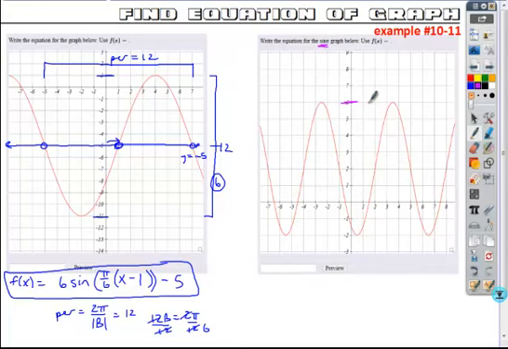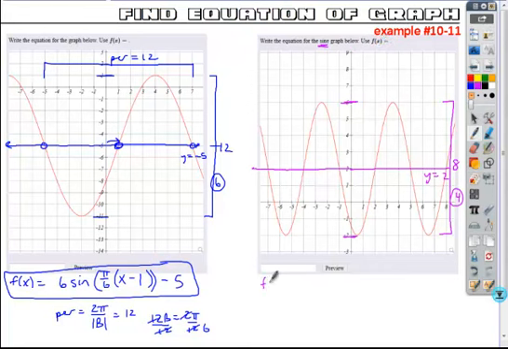So if I look at my max and my min, what's the total distance from the max to min? 8. And so if I cut that in half, that gives me my amplitude of 4. And if I see the line that it's on, that's going to give me my vertical shift. So just by looking at this right now, I can write my function.